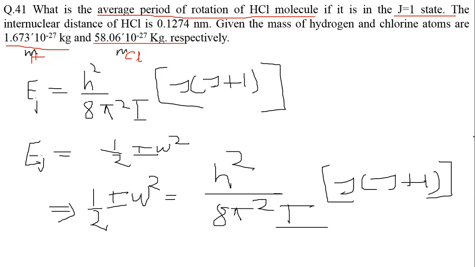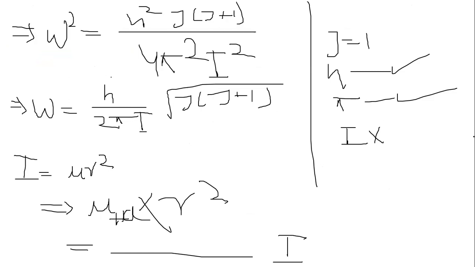So half I omega square equals h square by 8 pi square I, J into J plus 1, and equating it, omega will be h by 2 pi I, J into J plus 1. So when you put the value of J here, it will be root 2 h divided by 2 pi I because J equals 1. So everything is known in this expression, but we only want to calculate the value of I because only then we can calculate the value of omega.